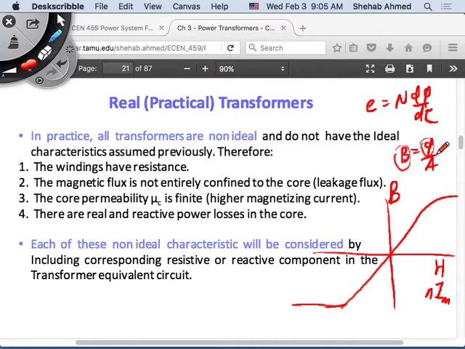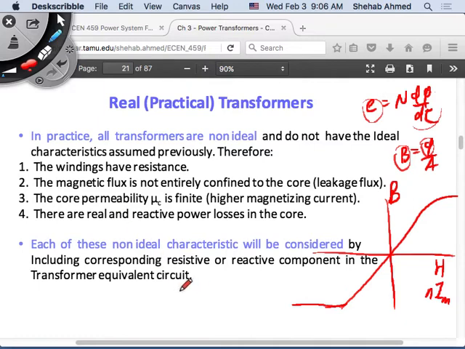B doesn't change, phi will not change. If phi does not change, am I generating a back EMF voltage opposing the input and limiting my current? No, I'm not, right? So this can be a cause of inrush currents as well. And I don't represent this in an equivalent circuit. I don't have a way to represent it in an equivalent circuit easily. So I don't take care of that. What else am I not taking care of?